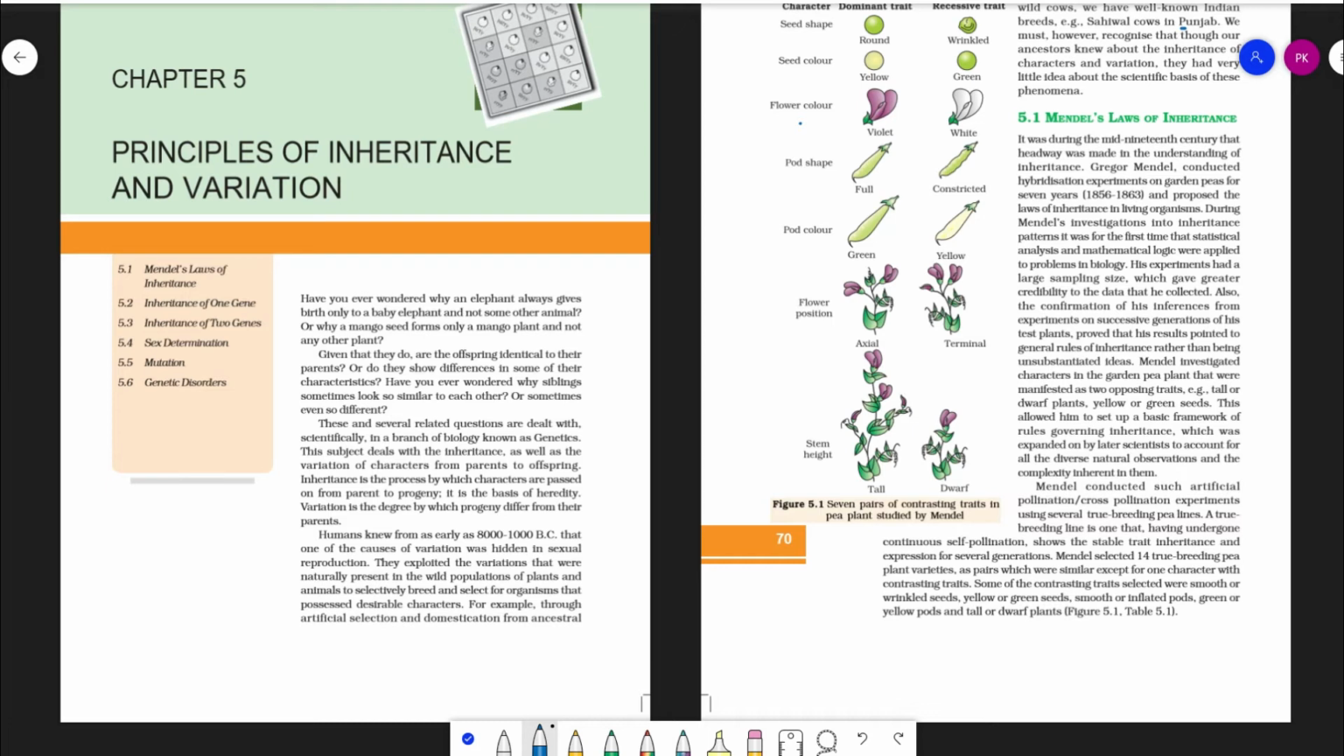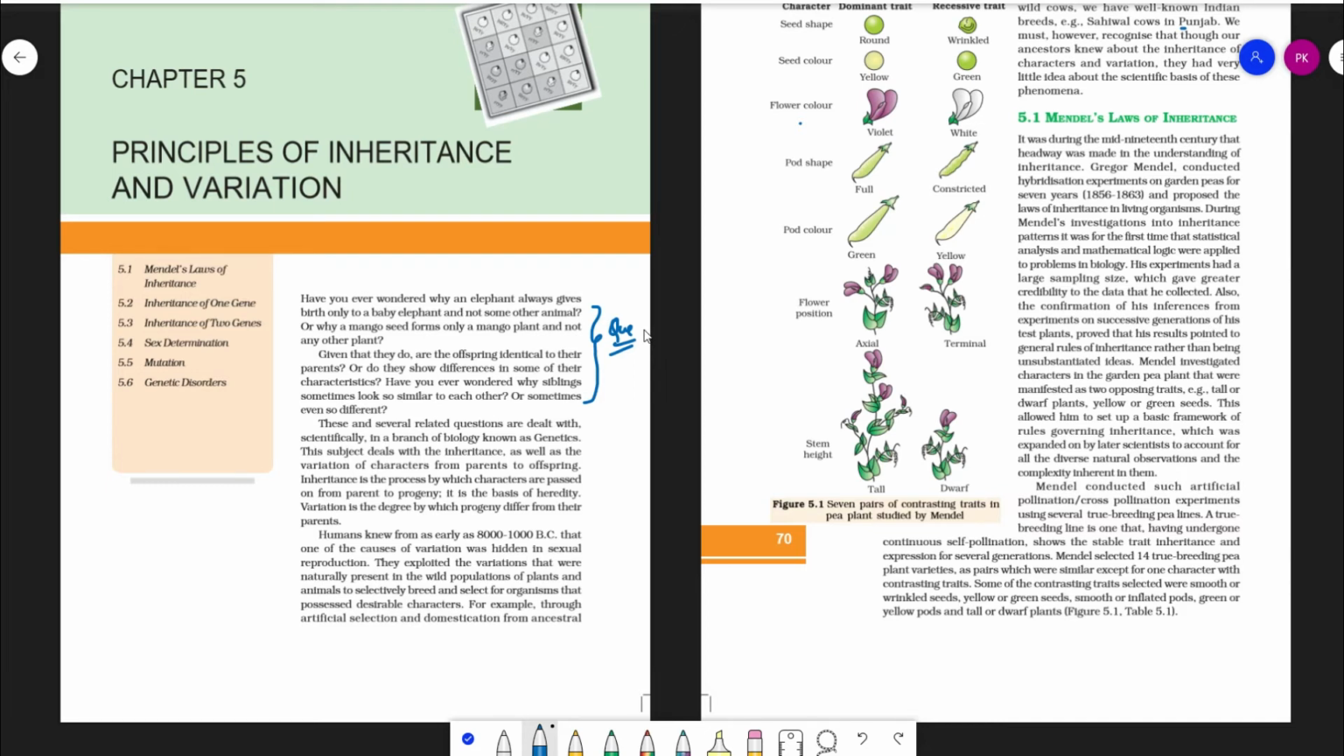These answers are hidden in the pages. You can read these questions. These two paragraphs are there for you, all the questions are there. After learning this whole chapter, you are answerable to these questions.